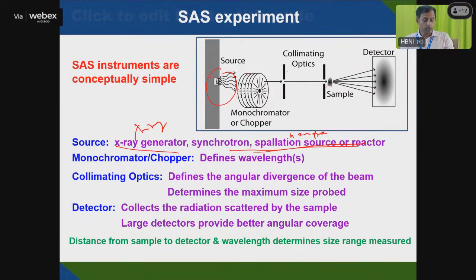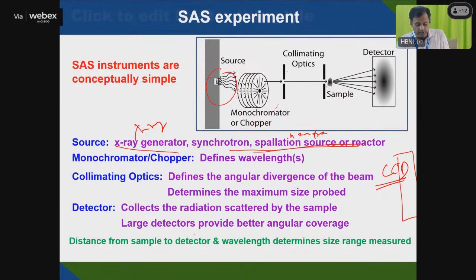Neutron. So the beams are highly monochromatic in this case. The monochromator and chopper define a particular wavelength, and there are various collimating optics, and then finally you have a 2D detector. That 2D detector is mostly a charge-coupled CCD detector, plate type. This type of 2D detector, CCD detector or any other 2D detectors are available.